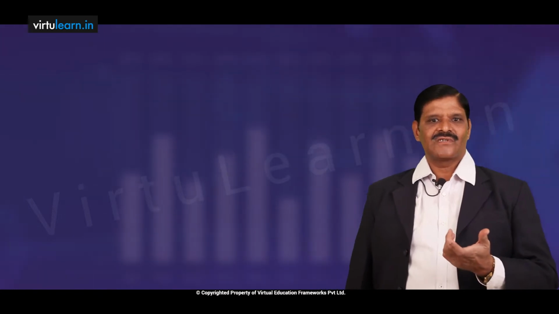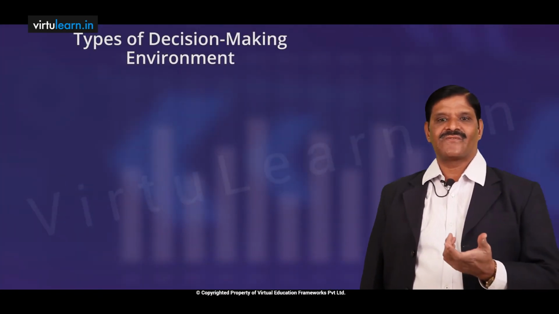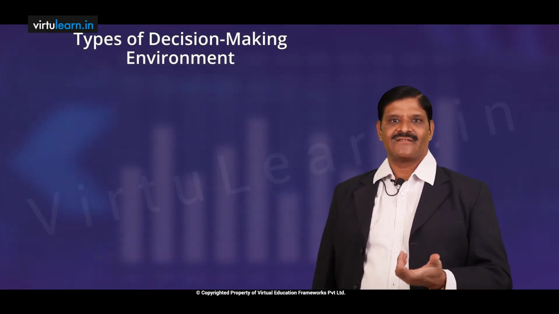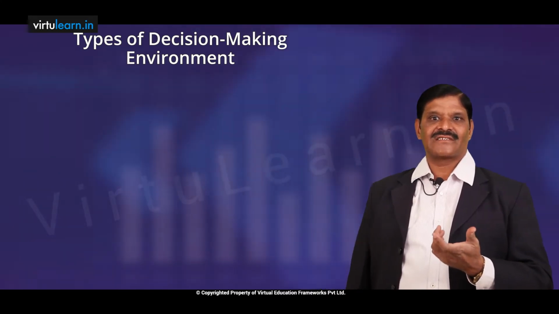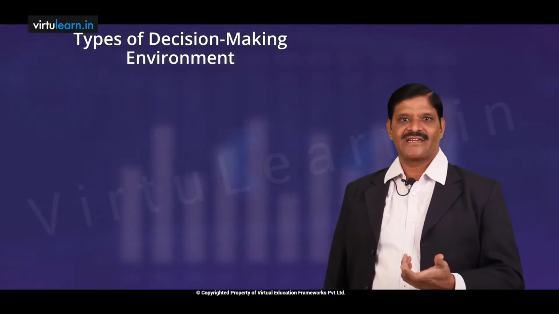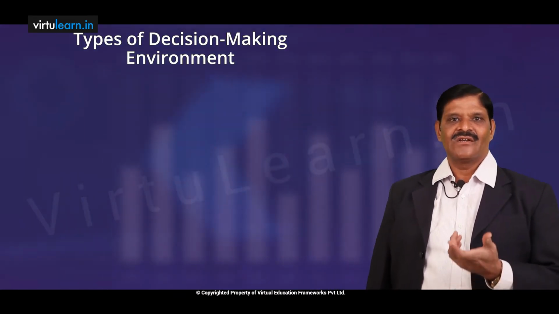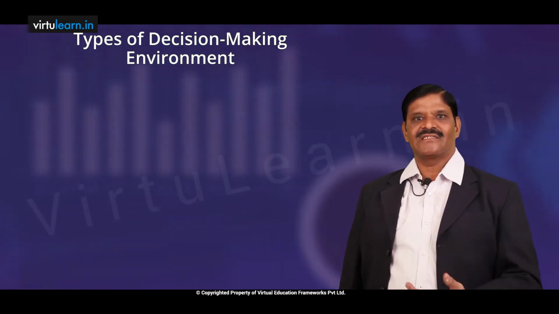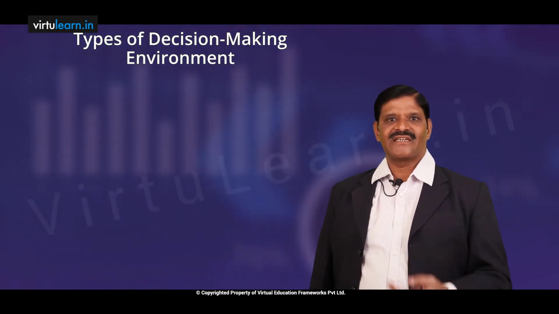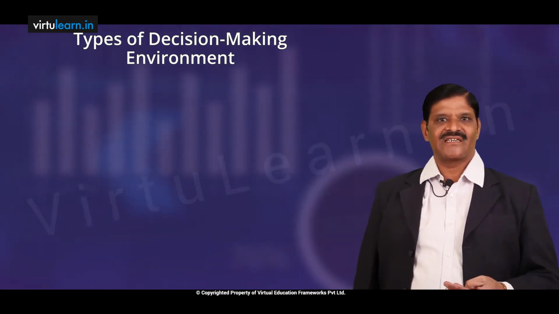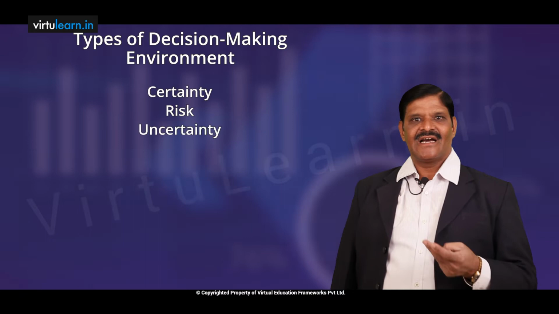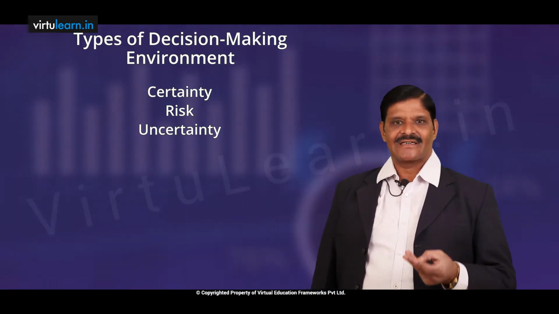After this, we see what are the types of decision-making environment. That means under what circumstances a manager has to make a decision, or any individual has to make a decision. There are three situations where a decision maker has to make a decision: under certainty, under risk, and under uncertainty.